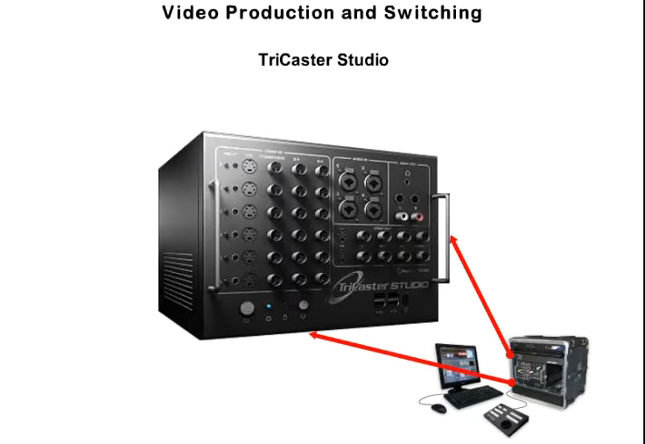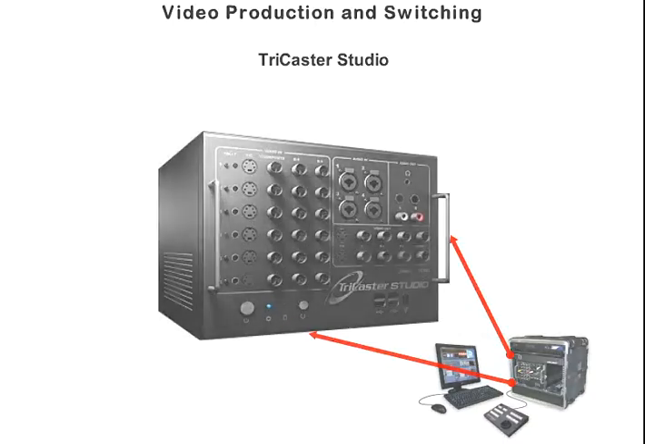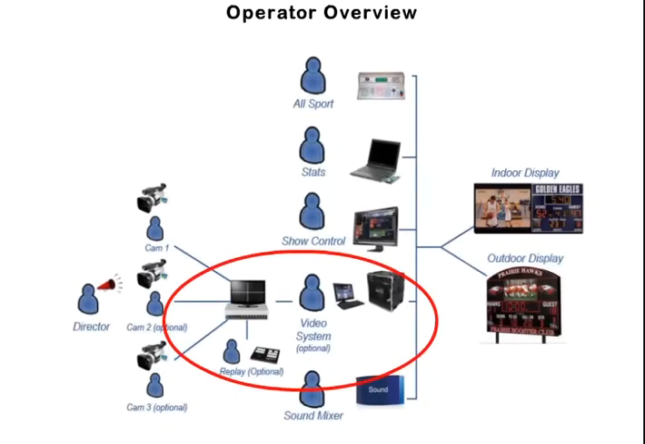TriCaster Studio is a live production system that offers the ability to switch camera inputs and incorporate real-time keying, titling, audio mixing, live streaming, virtual sets, and more. The TriCaster operator switches between cameras that may be connected to the system from various locations on the field.